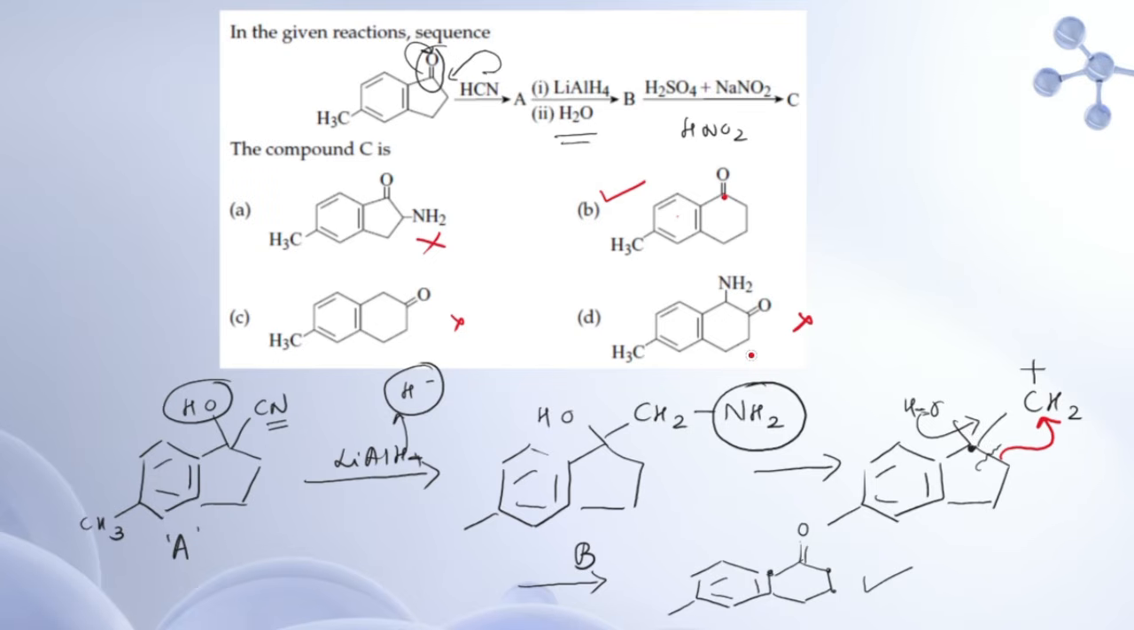So what all topics have we covered here? The reactions of ketones, conversion of nitriles to amines. This is similar to the Pinacol-pinacolone rearrangement. You have to remember that it's a Pinacol-pinacolone kind of rearrangement, where you have an alcohol which is converted to a ketone. Hence, the final answer is option B.